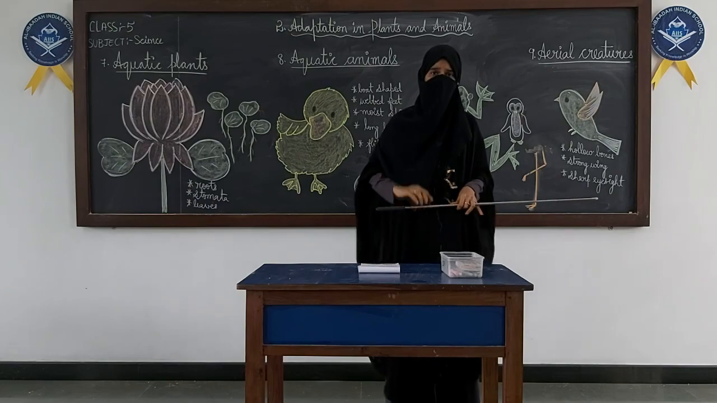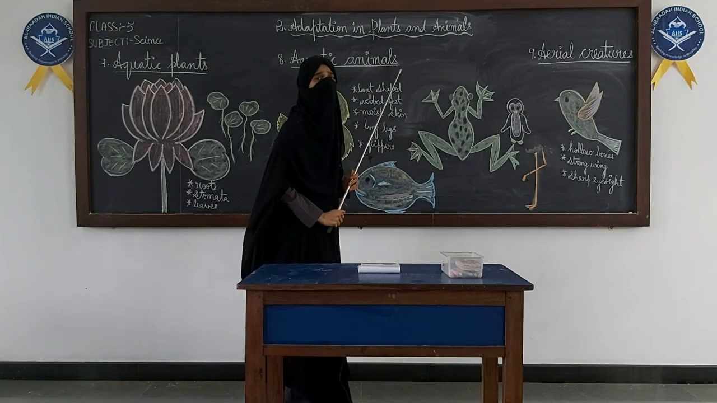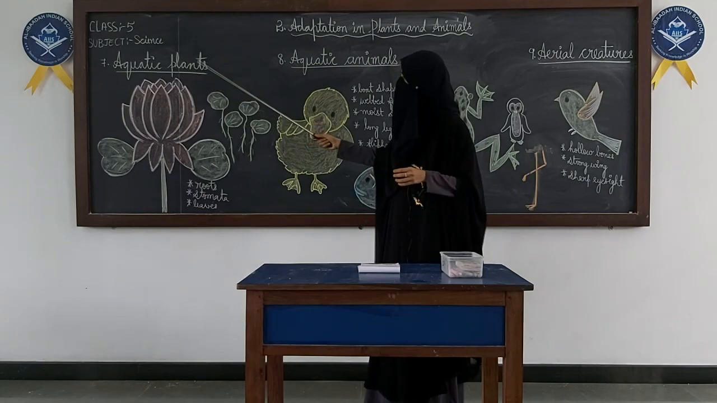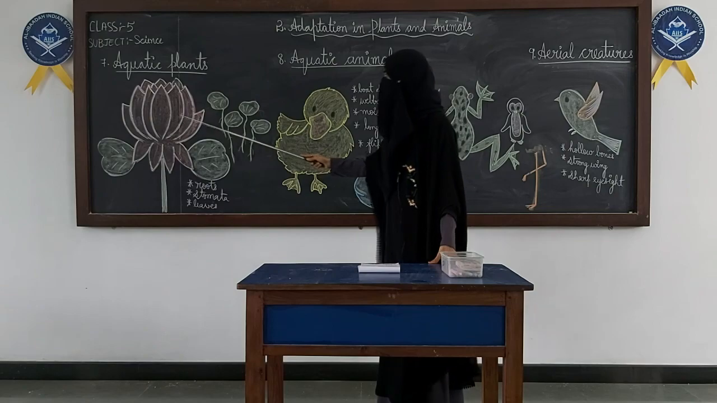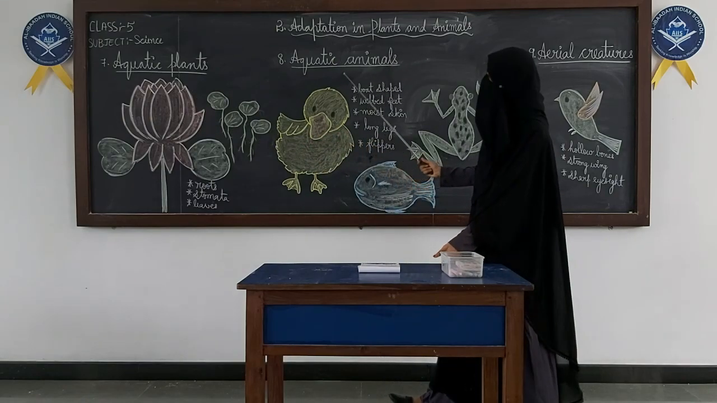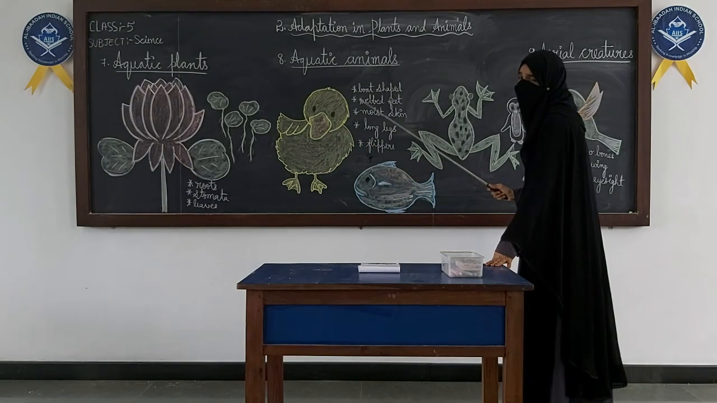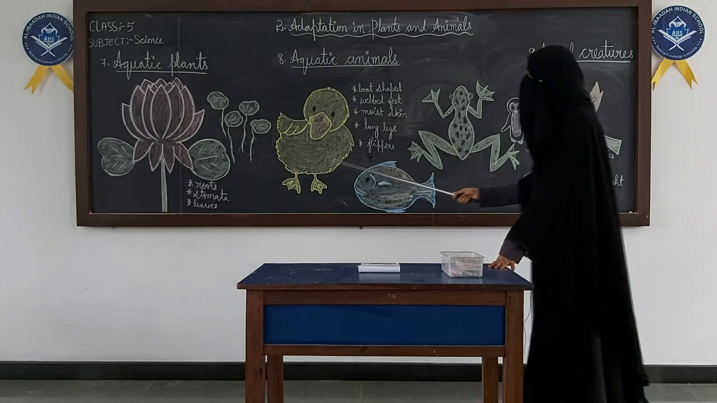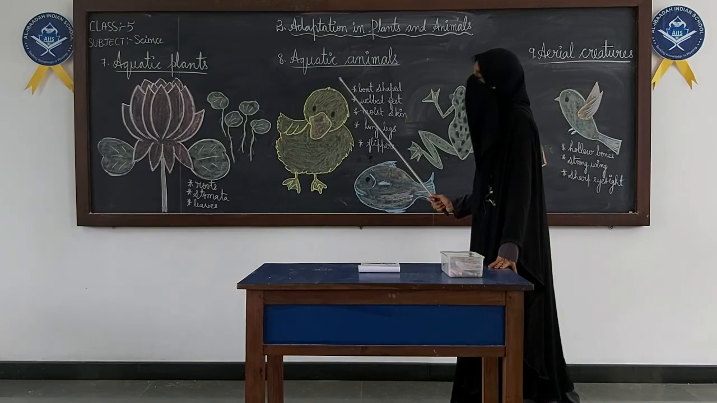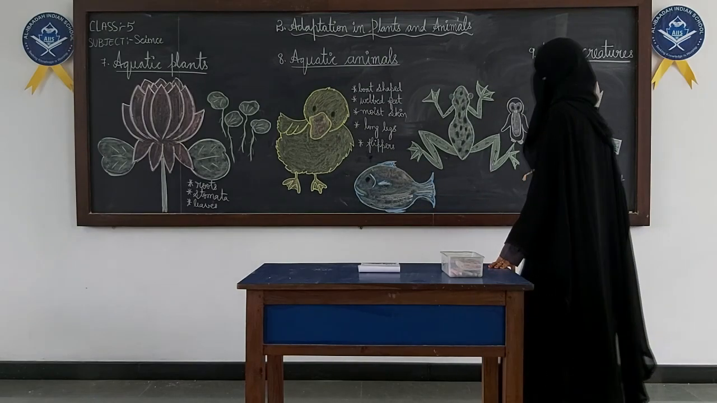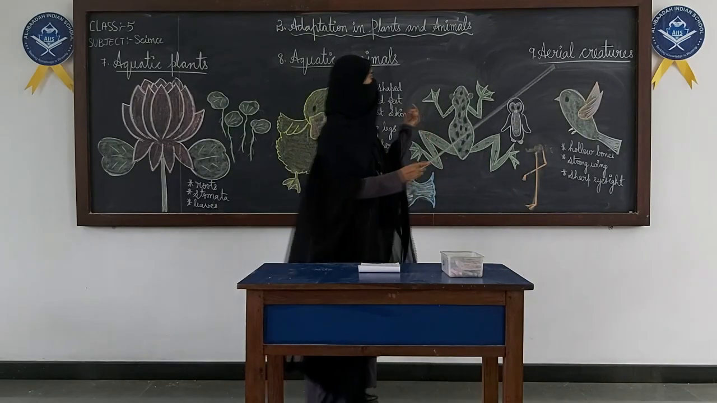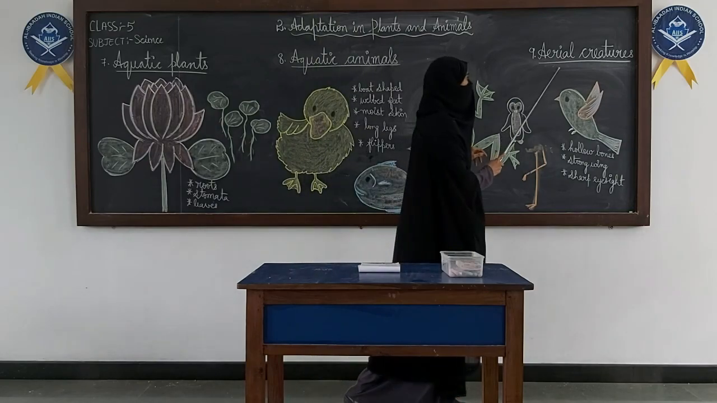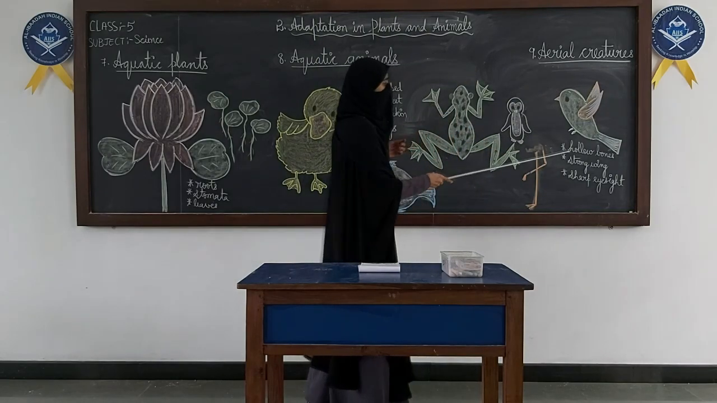So students, what did we study today? Aquatic plants which live in water, and aquatic animals which live in water. And some animals like duck and frog can live on land as well as in water. And aerial creatures, those animals which fly in the air.